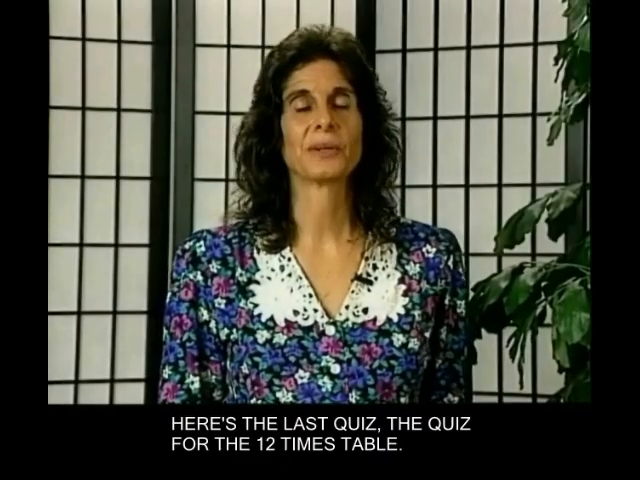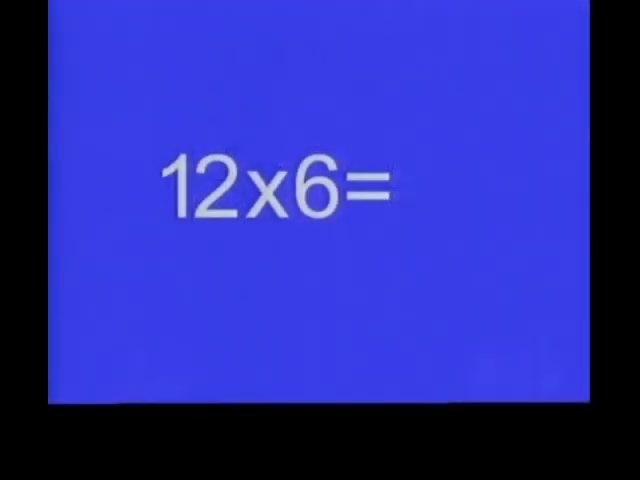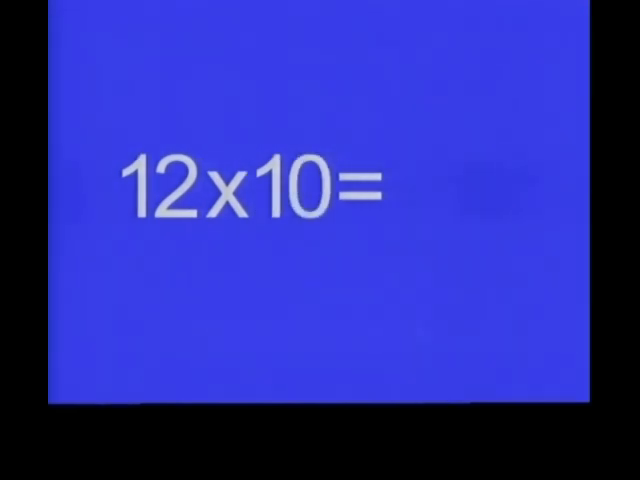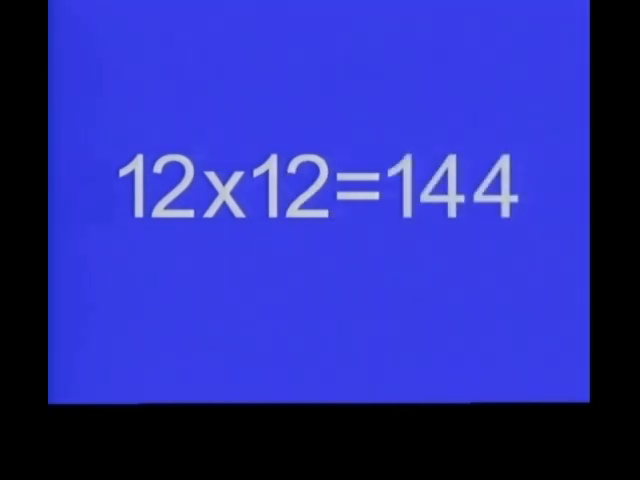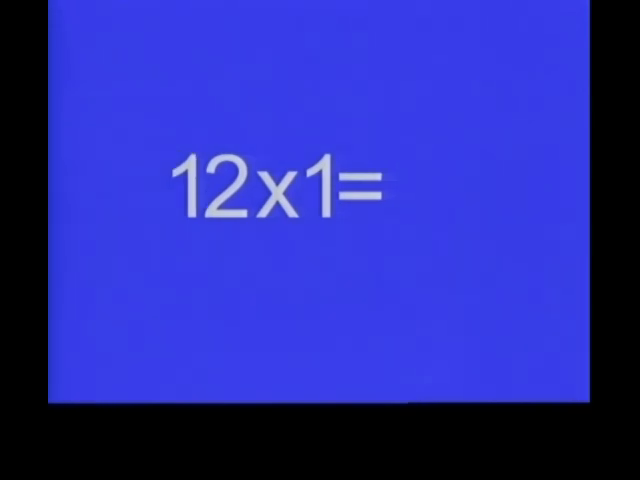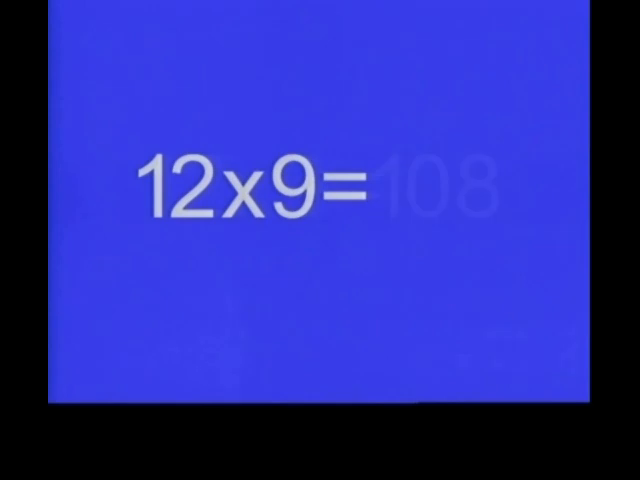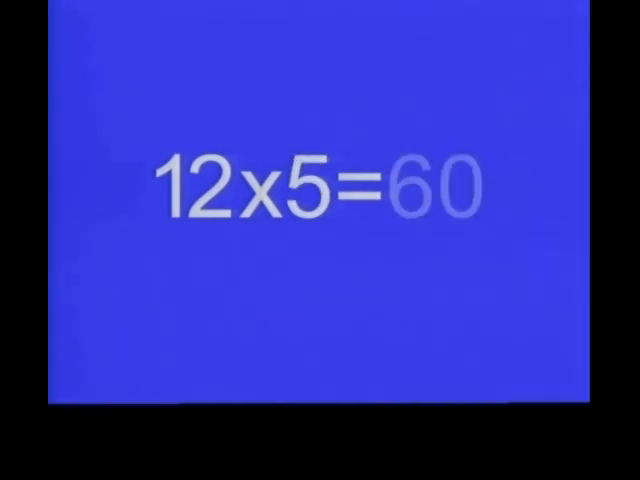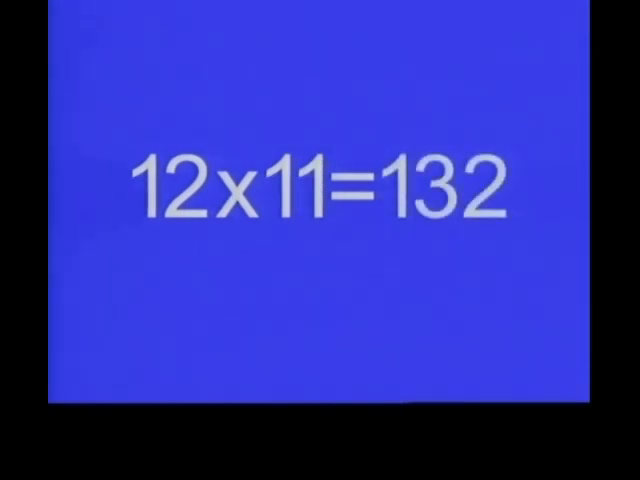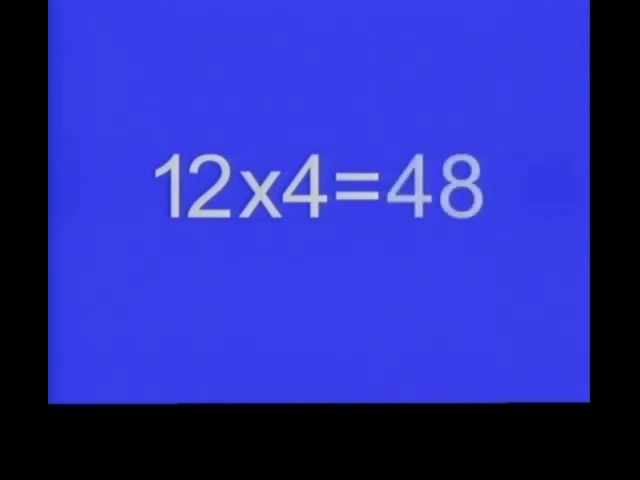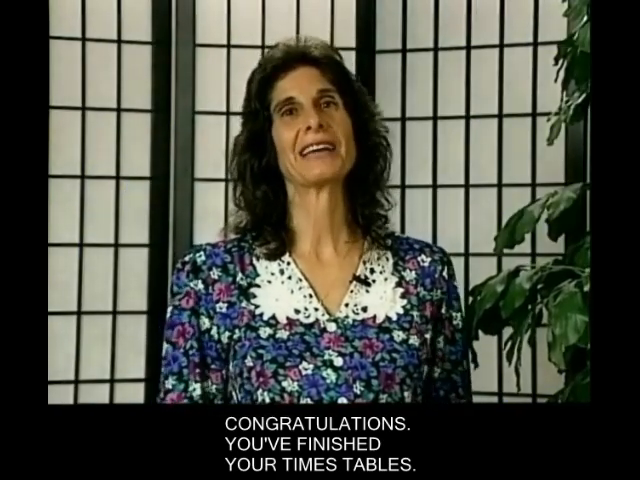Here's the last quiz, the quiz for the 12 times tables. 12 times 6, 72. 12 times 7, 84. 12 times 10, 120. 12 times 12, 144. 12 times 1, 12. 12 times 9, 108. 12 times 5, 60. 12 times 2, 24. 12 times 3, 36. 12 times 11, 132. 12 times 4, 48. 12 times 8, 96. Congratulations, you finished your times tables.